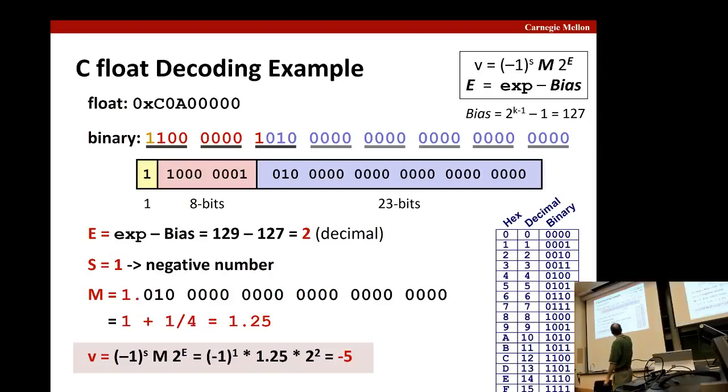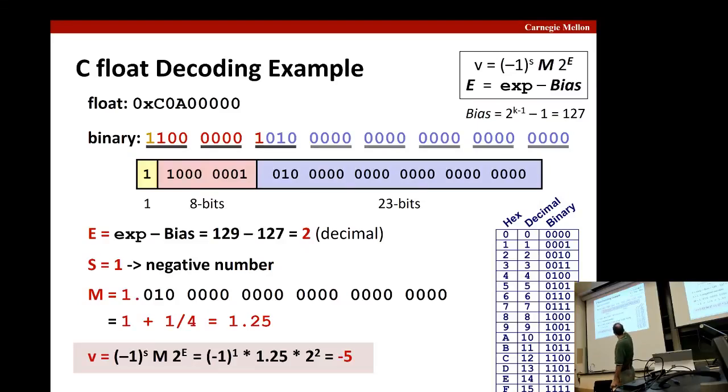So how do we get E? Well, we take that exponent, which if you look at that bit sequence, is 128 plus 1, so you get 129. We subtract off our bias 127, and we end up with 2. Because that first sign bit is 1, we want a negative number. And if we look at the fractional part appended to 1 dot, then you get 0 halves and 1 quarter. It's 1 plus a quarter, so you get 1.25.